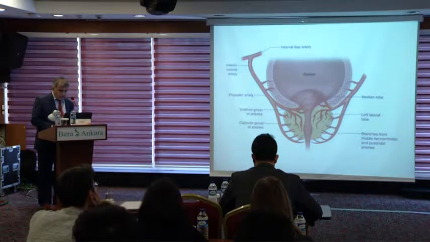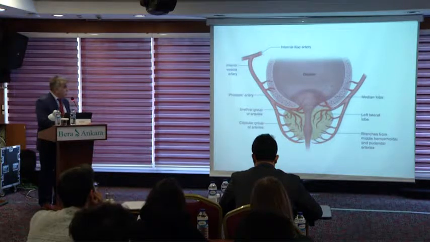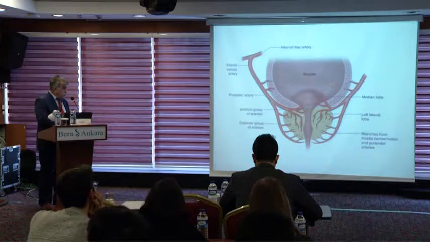They give small branches to the capsule. The other is the urethral branch. It gives blood to the periurethral glands, transition zone, and bladder neck. This branch is responsible for the BPH enlargement.